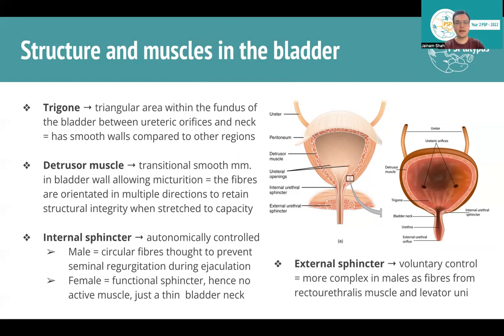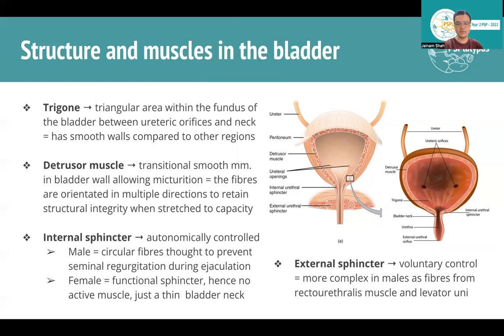You also have the two types of sphincters: internal sphincters and external sphincters. This will probably be more covered when you get to the reproductive system, but I'll cover it here just so that you have some idea of this when you get to physiology. The internal sphincter is autonomically controlled, much like the internal sphincter of the anal canal. However, it's different between males and females.